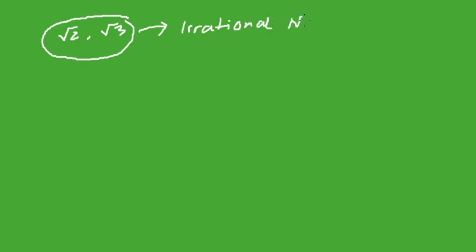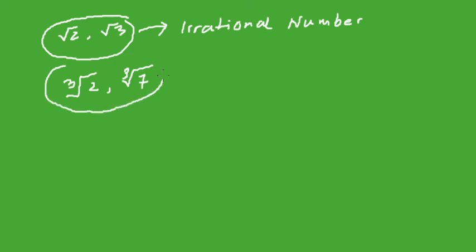We have already discussed a lot about irrational numbers like root 2, root 3, but still we missed some of the irrational numbers. What are the other irrational numbers? Cube root of 2, cube root of 7, etc. These numbers can't be expressed as cubes of any rational number. Such numbers are called surds.